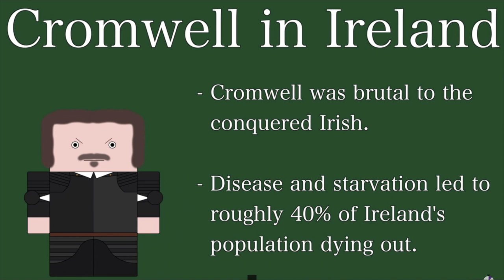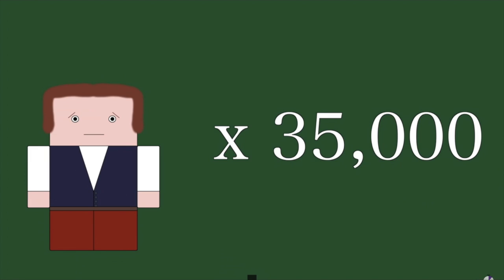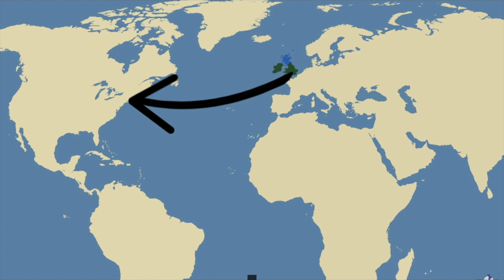Ireland was completely ransacked during this invasion, and it's estimated that about 40% of its total population died between 1641 and 1652. It was then ordered that the rebels were to lose their lands, and about 35,000 of them were forced into indentured servitude and shipped off to the New World to work on the plantations there.